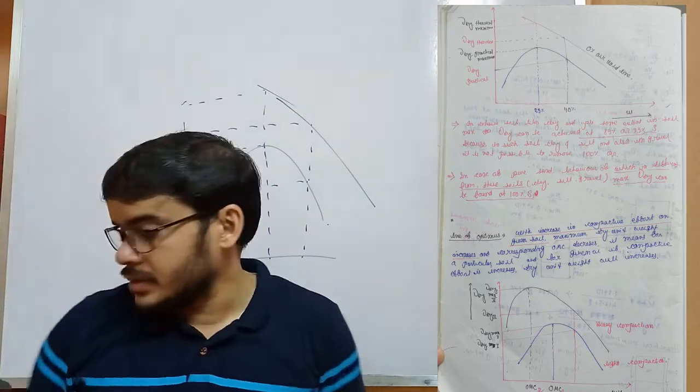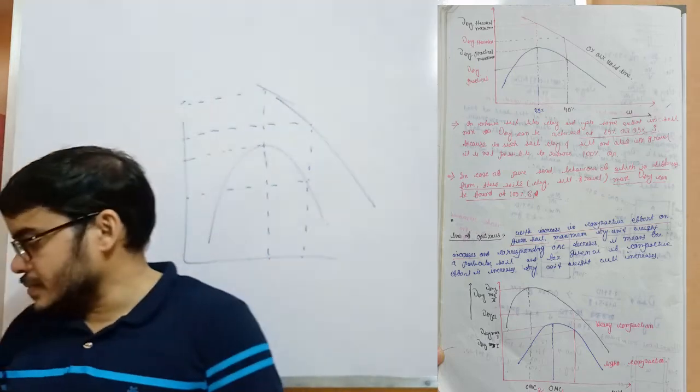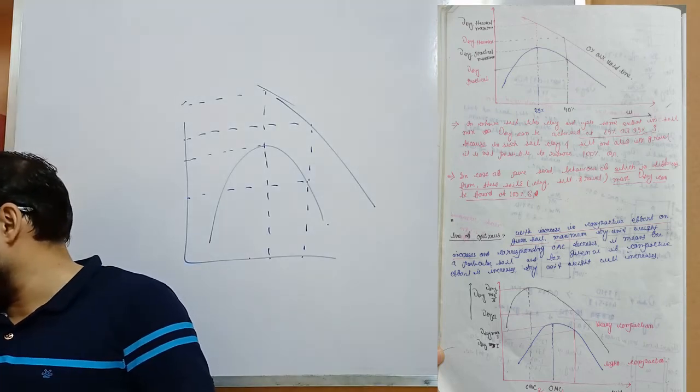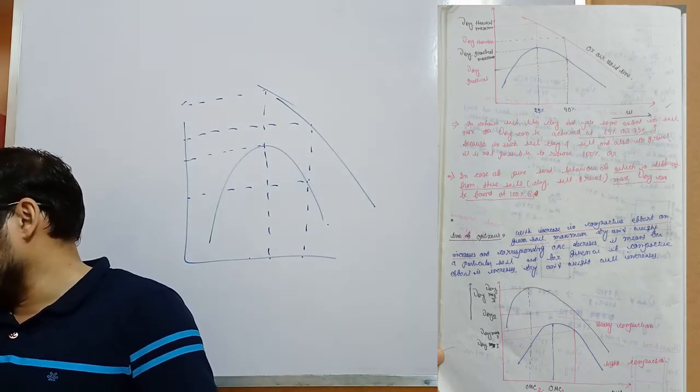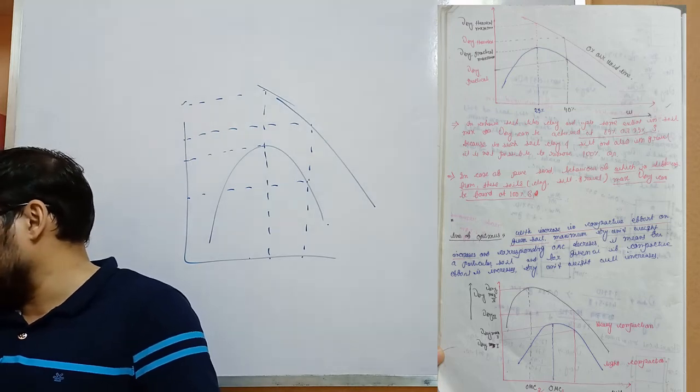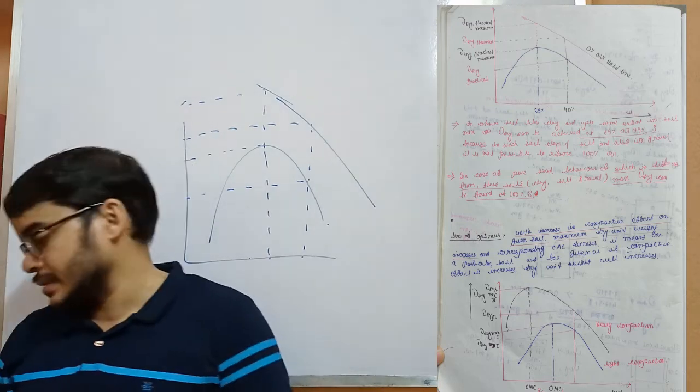Okay, complete this note. And in cohesive soil like clay, and up to some extent in sandy soil, max gamma dry can be achieved at 85% or 95% degree of saturation.